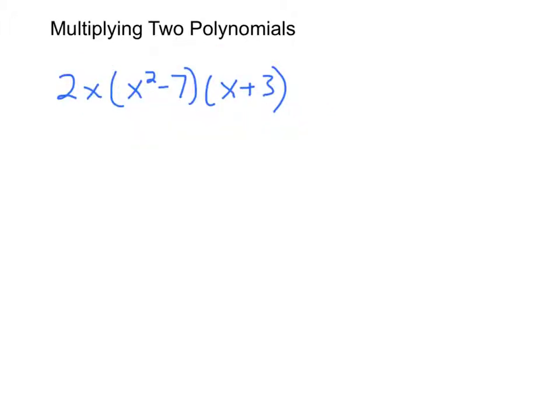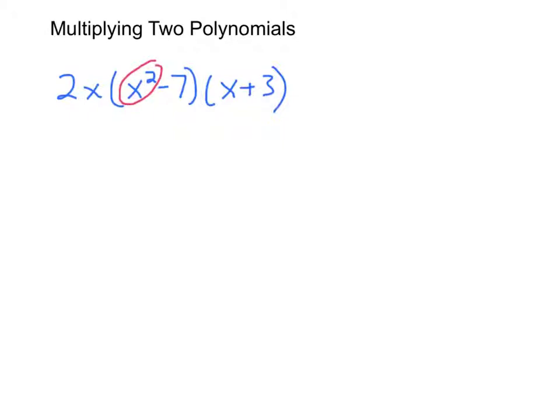Now in this next example, we're multiplying 3 different expressions together. We have a monomial 2x being multiplied by the polynomial x squared minus 7 times another polynomial x plus 3. And I think the best approach here would be to go ahead and multiply the 2 polynomials together first, and then multiply the 2x through that answer at the end. So I'm going to start by doing the 2 polynomials.